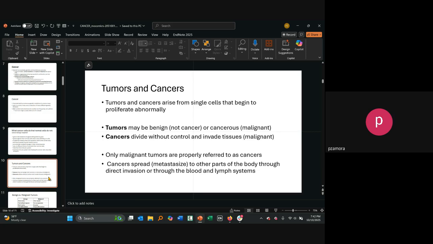Cancers spread, they metastasize to other parts of the body. And they do that by either direct invasion, or invasion through the bloodstream and the lymph system.